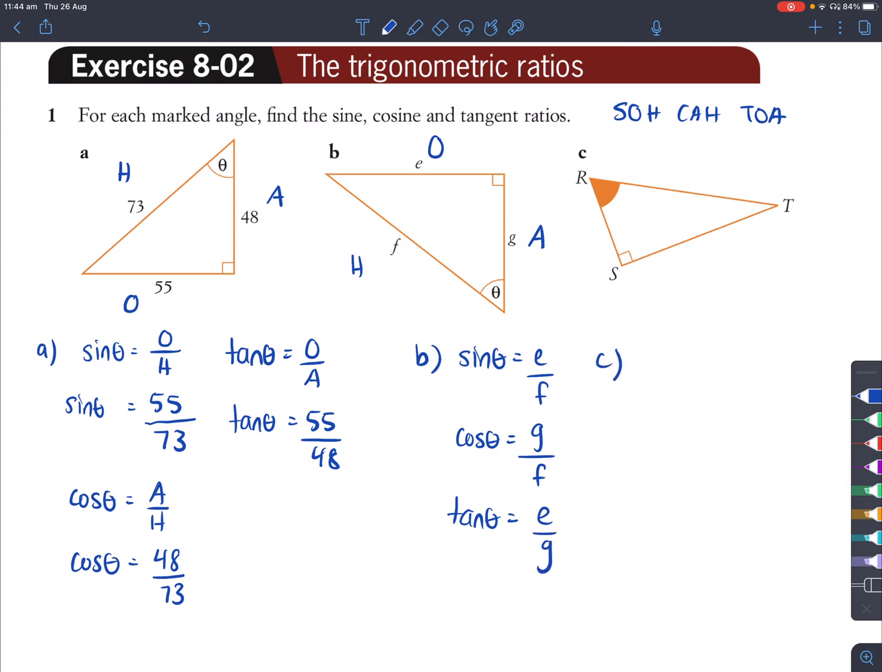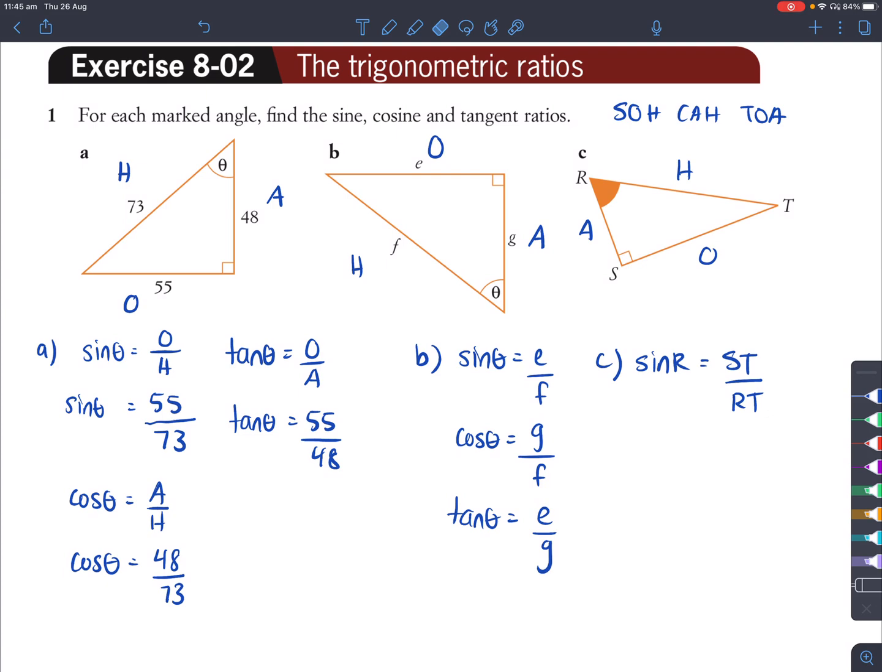Now for question C. Instead of using theta, we've now got an angle here that's unknown. So we'll just use the corner letter to denote that angle. So we'll say sine R, cosine R, and tan R. So let's just write out what these sides represent again. The longest side opposite the 90-degree angle is our hypotenuse. The one that is right opposite the angle here is the opposite side, and the one adjacent to the 90-degree angle and the other angle is the adjacent side. So sine of R will be opposite over hypotenuse. So opposite is this side, which we'll use the corner letters for. That's ST, or you can write TS, over the hypotenuse, which in this case is RT, or TR.